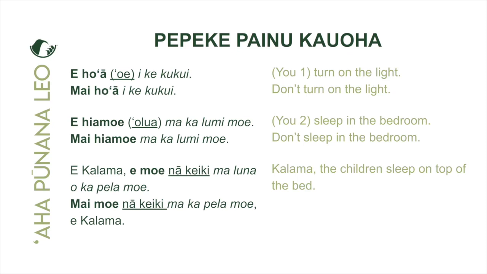So let's see for Polole. The children don't sleep on the bed. Kalama. Okay, so you can have the name of the person come up in front, preceded by a, which is of course going to be capital because this is the beginning of the sentence. E kalama. E moi na keiki, maluna o kapela moi. And in the negative form, we have mai moi na keiki, maluna o makapela moi e kalama, which is perfectly fine. You can address a person's name at the beginning or at the end. They're both perfectly fine.